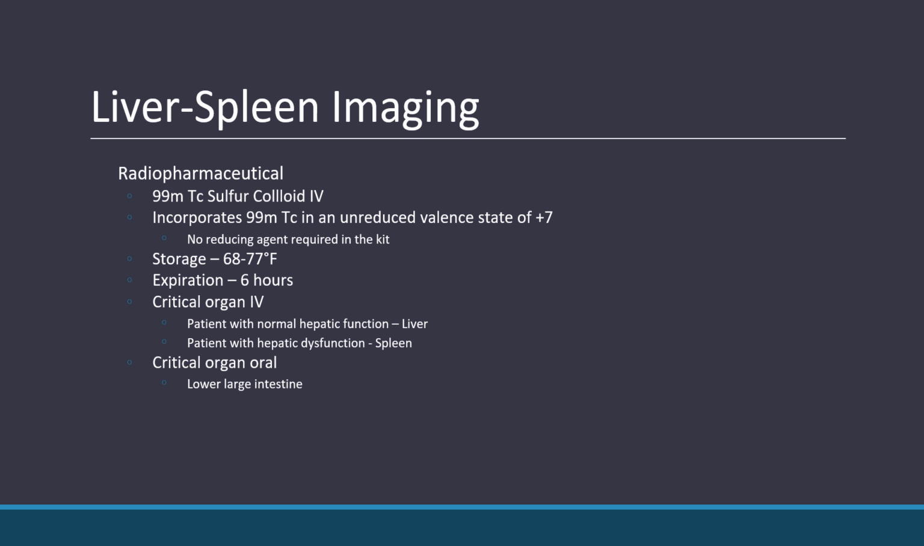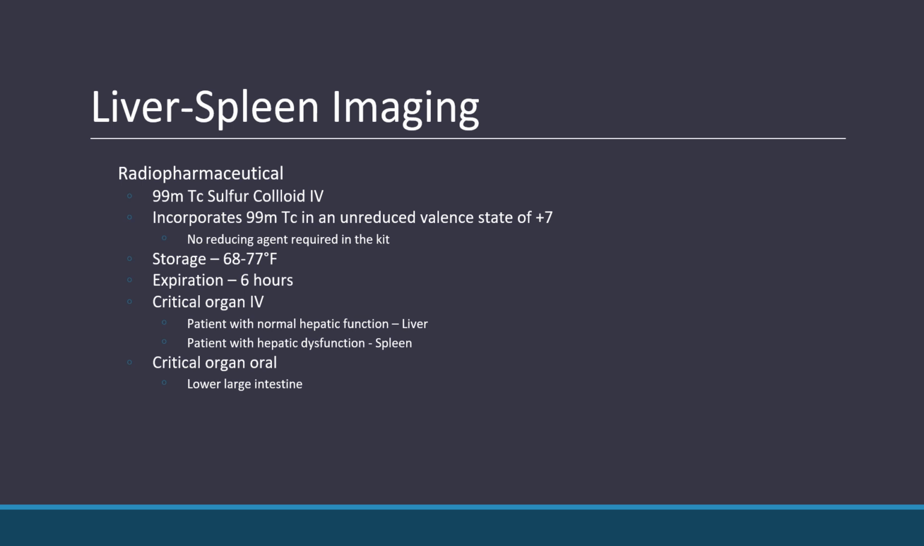So, just a review on sulfur colloid. When it's made, it incorporates the 99m technetium in an unreduced valence state of +7. This is the only radiopharmaceutical, at least the only one I can think of right now, that will bind with the technetium in the valence state of +7. Typically, the technetium has to be reduced to a valence state around +4 so that it will form a covalent bond, and that's how most of our radiopharmaceuticals are made. But with sulfur colloid, it's a little bit different, and it will actually bind to the technetium in the +7 valence state.